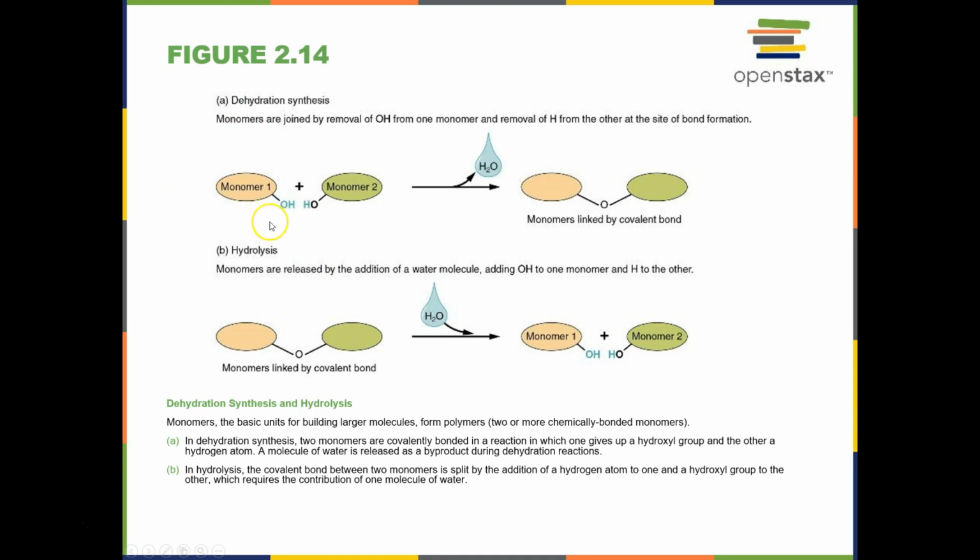This is your figure showing the exact same thing: monomer 1, monomer 2, whatever you want to call them. And here we take a water molecule out, and now we have a dimer. Here we have that dimer, we add water back, and we form monomer 1 and monomer 2 again. So this is dehydration synthesis, this is hydrolysis.